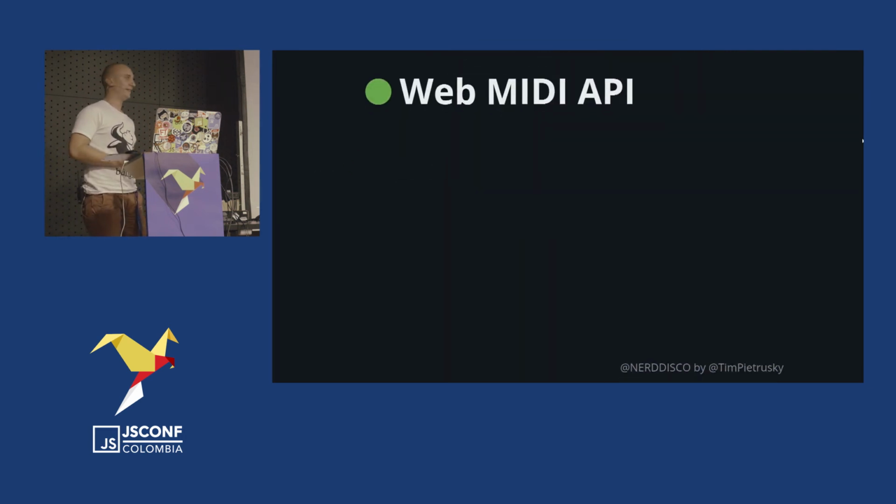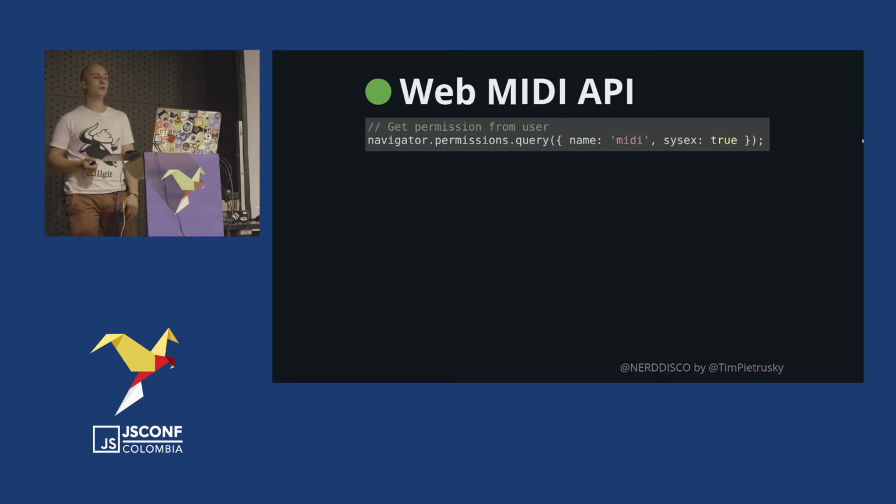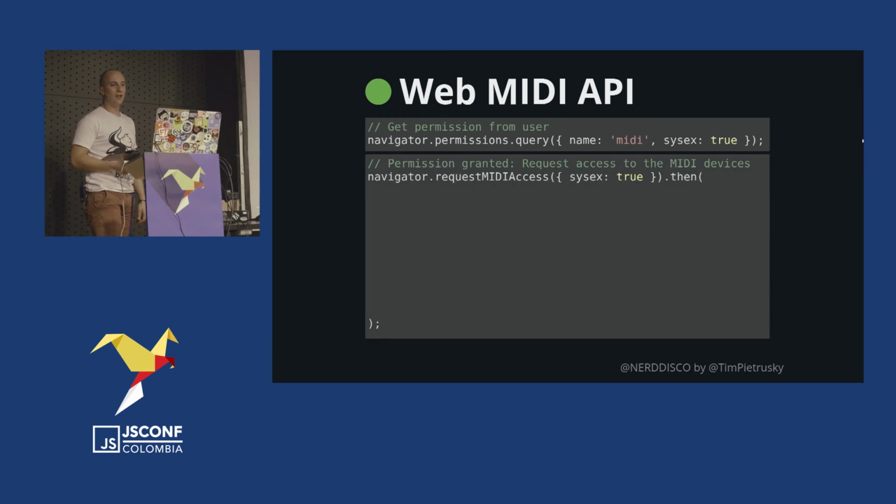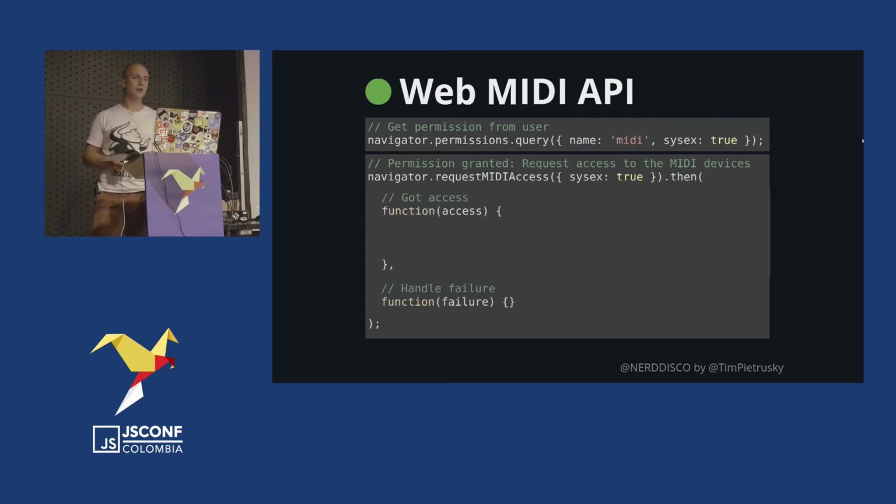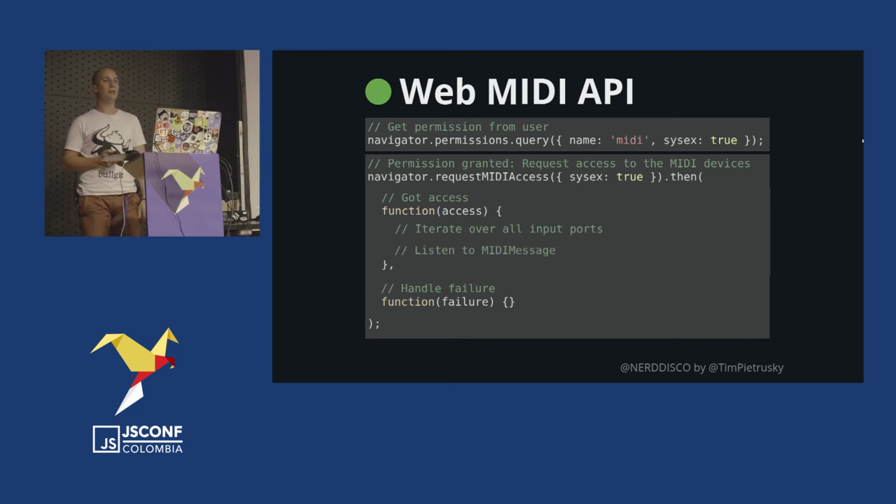And this works like this. First of all, you have to query the permission from the user, so he gets a nice pop-up and says, okay, allow that you can use the MIDI device. Then you have to request the access to the specific MIDI device itself, and you get a promise. And if the promise is fulfilled, you get access to the actual MIDI devices that are connected to your PC. And then you can iterate over all the inputs, but the interesting part is the MIDI message. So every time I push a button on this thing, I get a MIDI message or something like this. And I can handle whatever this is.